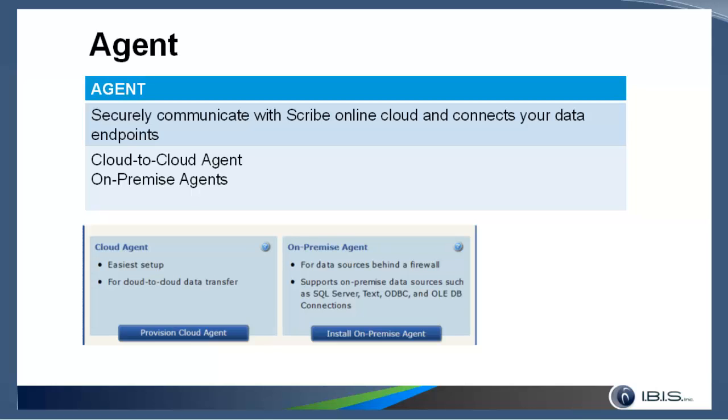The second component, which again is most important, is the agent, and you have two options: a cloud agent and the on-premise agent, which sits behind your company's firewall. And again, if you have access to the internet, you'll be able to communicate with Scribe Online. So there are only two types of agents. Any integration that you create will have either a cloud agent or an on-premise agent for it to function correctly.